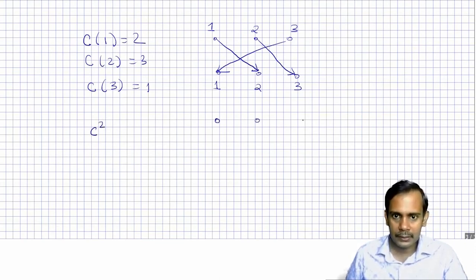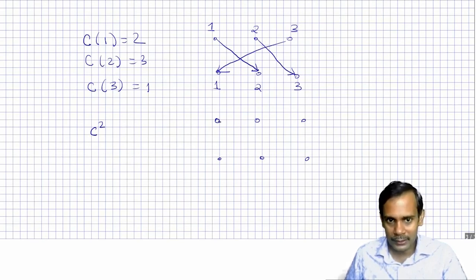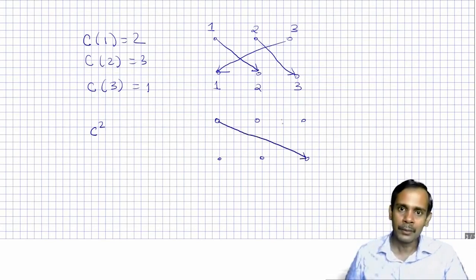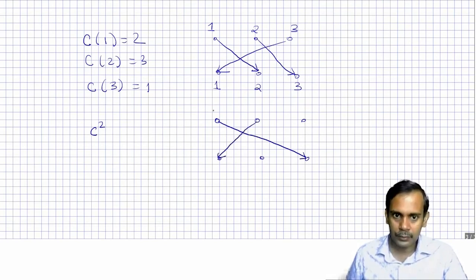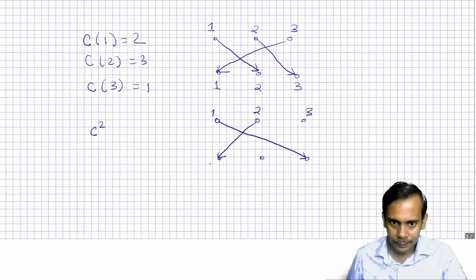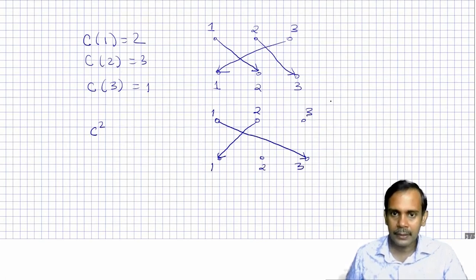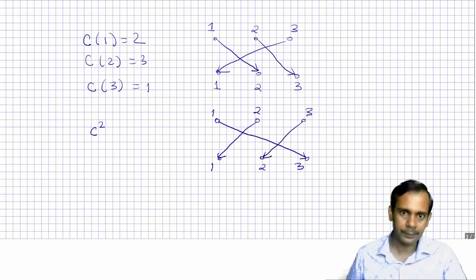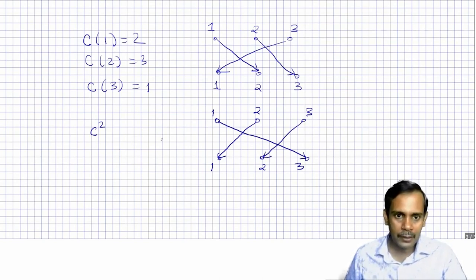So C squared is, okay, let's just work this out. So 1 goes to 2 and then 2 goes to 3. So I'm applying C 2 times. The first time I apply C, 1 goes to 2, and then again I apply C to that result, 2 goes to 3. So under C squared, 1 goes to 3. Then where does 2 go? Well, 2 goes to 3, but 3 in turn goes to 1. Let me label these things. And 3 goes to 1 and then 1 goes to 2. So 3 goes to 2. And then let's work out C cubed.